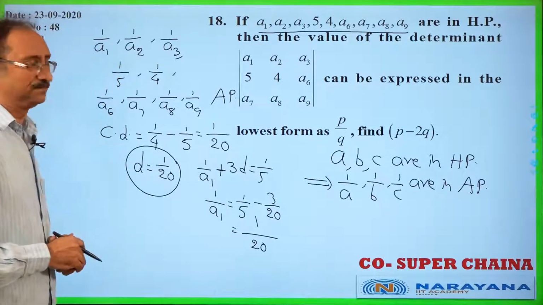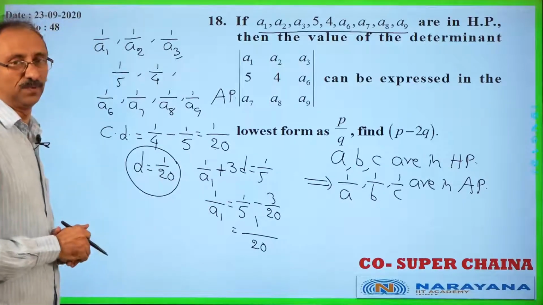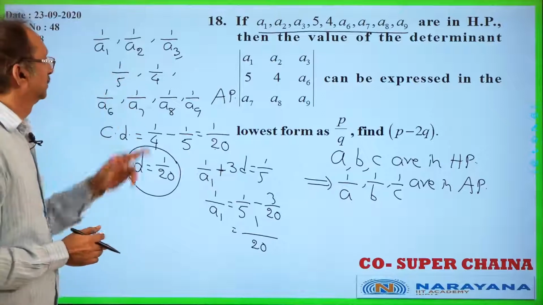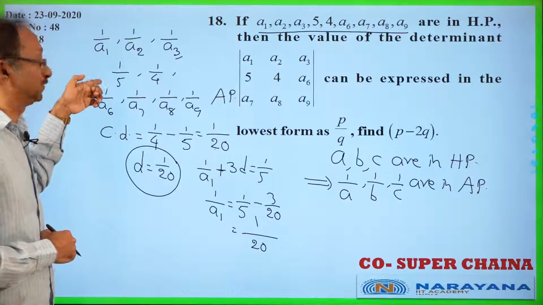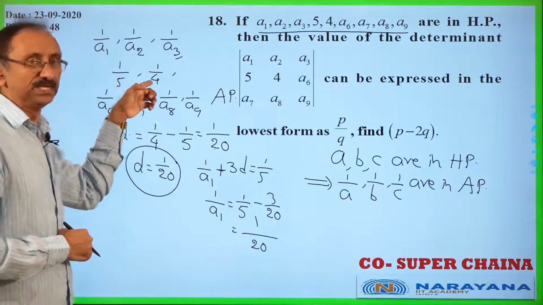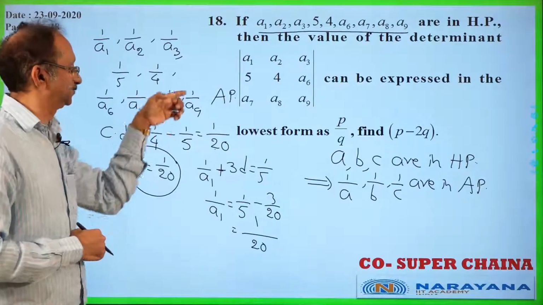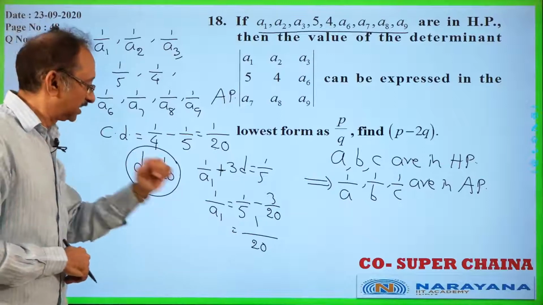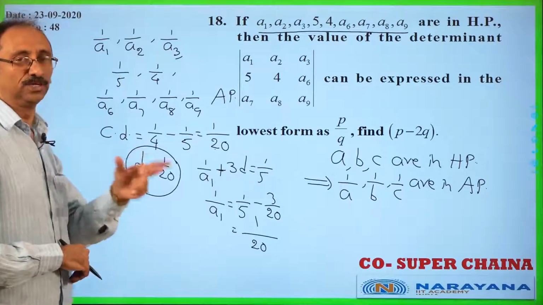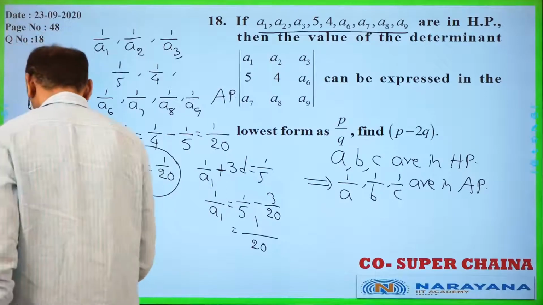Then what is the second term? Just another D you have to add. 1 by 20 plus 1 by 20, 2 by 20. Next term, 3 by 20. Next term, 4 by 20, that is 1 by 5. 5 by 20, that is 1 by 4. Next, 6 by 20, 7 by 20, 8 by 20, 9 by 20. So what are the numbers in AP? Starting with 1 by 20, 2 by 20, 3 by 20, and so on. I will write that in the next page.